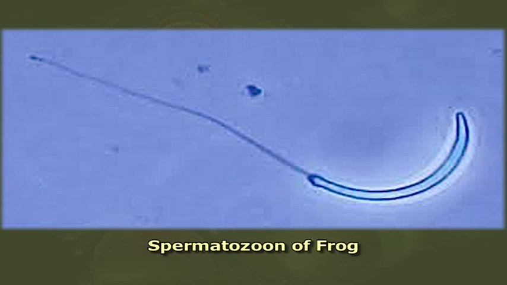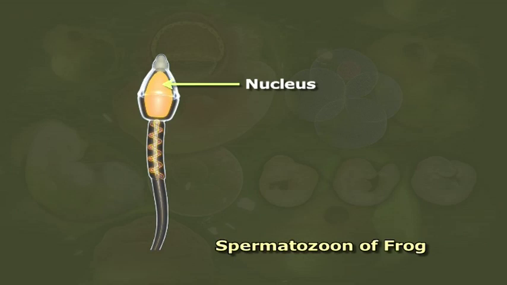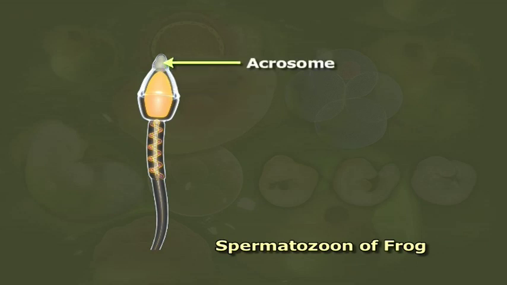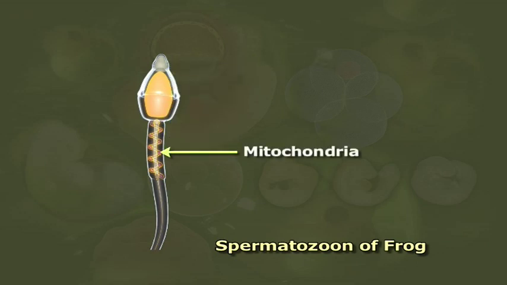It is flagellate type and is formed of head, middle piece and vibratile tail. The head contains a nucleus which occupies almost entire head and is produced anteriorly as acrosome protuberance. The middle piece contains 2 centrioles and several mitochondria.